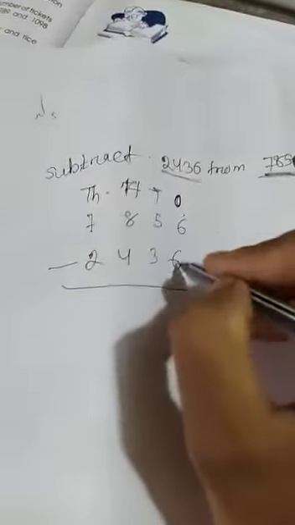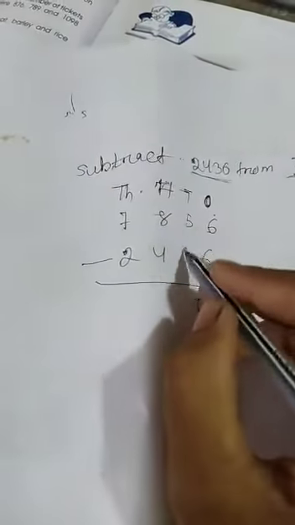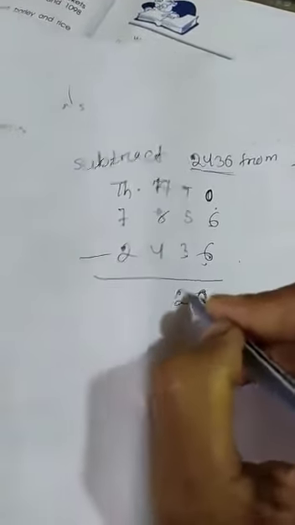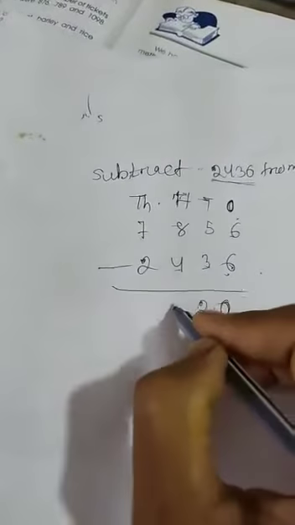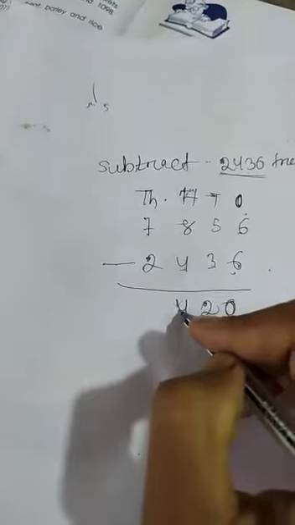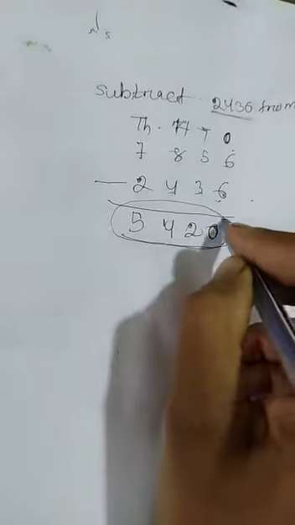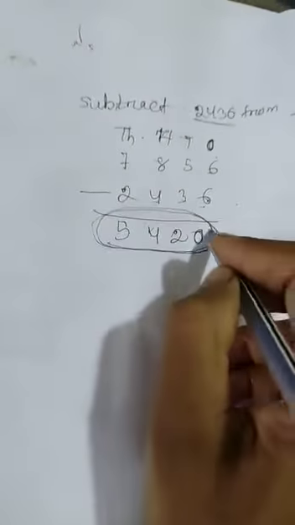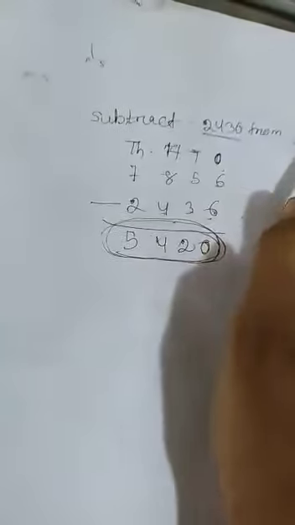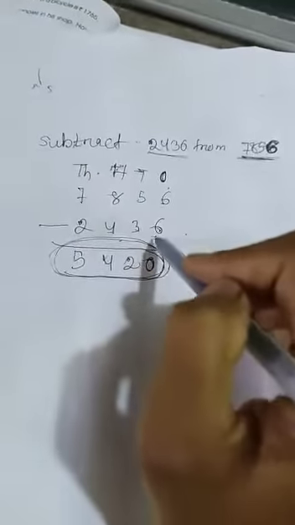First we subtract ones: 6 ones minus 6 ones equal to 0. 5 tens minus 3 tens equal to 2 tens. 8 hundreds minus 4 hundreds equal to 4 hundreds, and 7,000 minus 2,000 is equal to 5,000. Now our result is 5,420. We always subtract with this method. First we write the large number, then the small number, then subtract them column-wise.